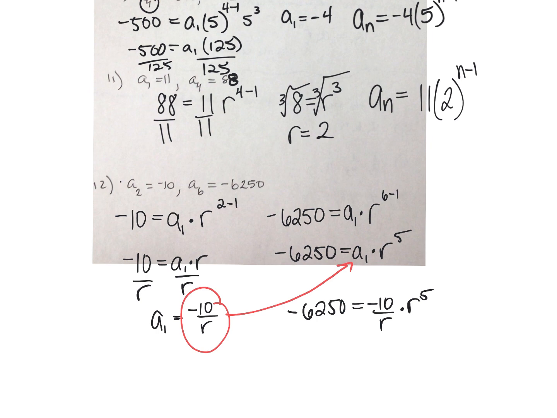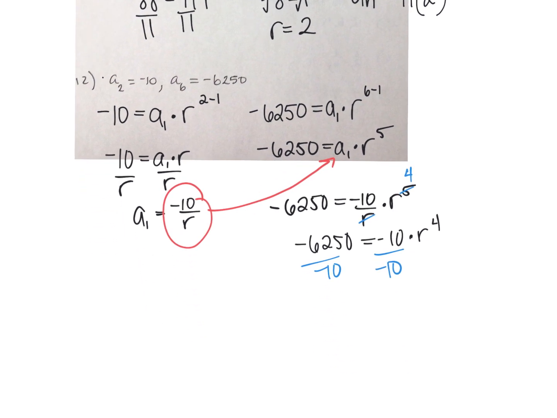Now, can I simplify my r's? Yeah. Essentially, it's r to the 5th divided by r gives me r to what power? Negative 10 times r to the 4th. Okay, because that's going to eliminate one of those r's. And now I can finish solving. Divide by negative 10. Get 625 equals r to the 4th. And then do you take the 4th root? Yes, we take the 4th root of that, plus or minus the 4th root. Plus or minus, because it's even, plus or minus 5.